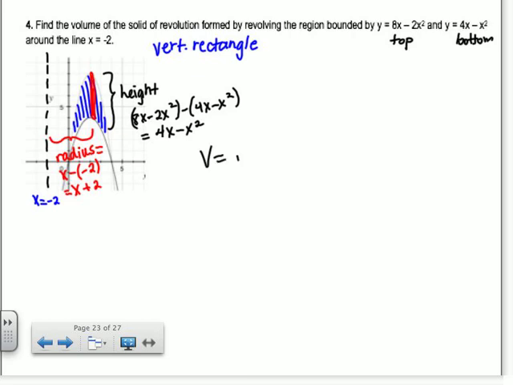So we get 2 pi r. I sometimes pull the 2 pi out to the front, but it doesn't matter. R is your x plus 2. The height is 4x minus x squared.